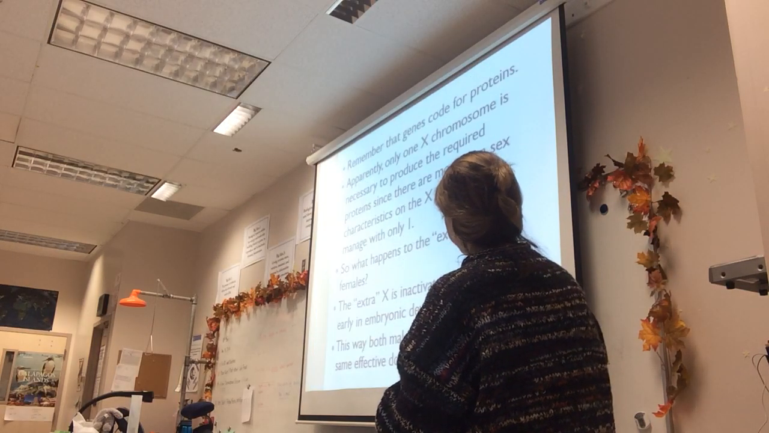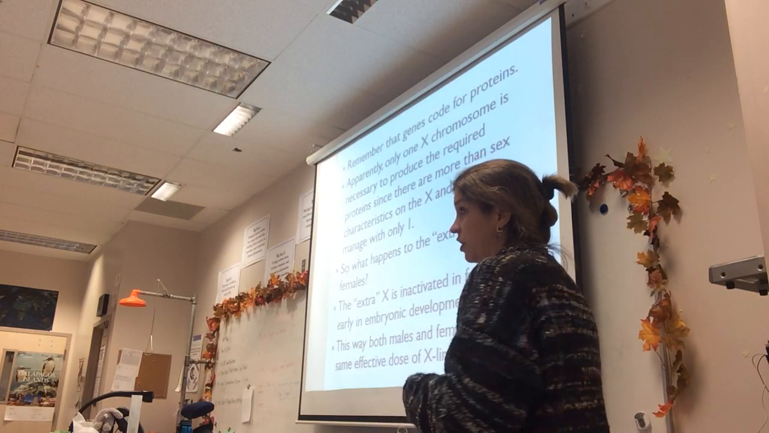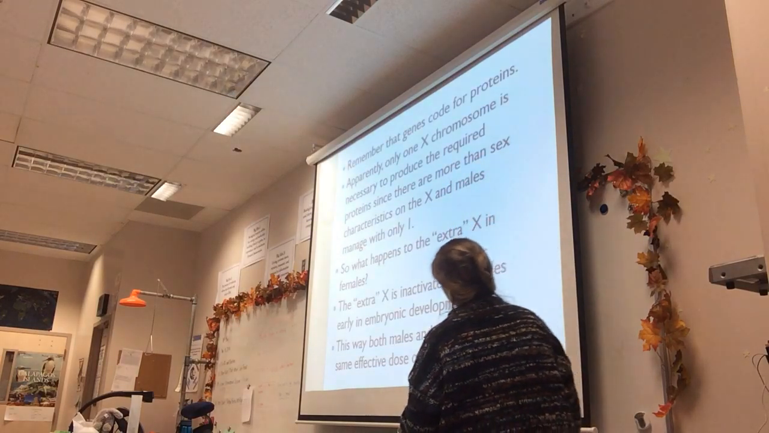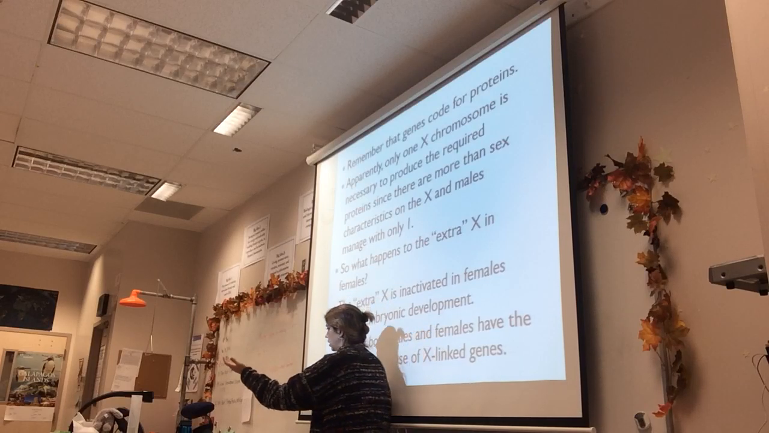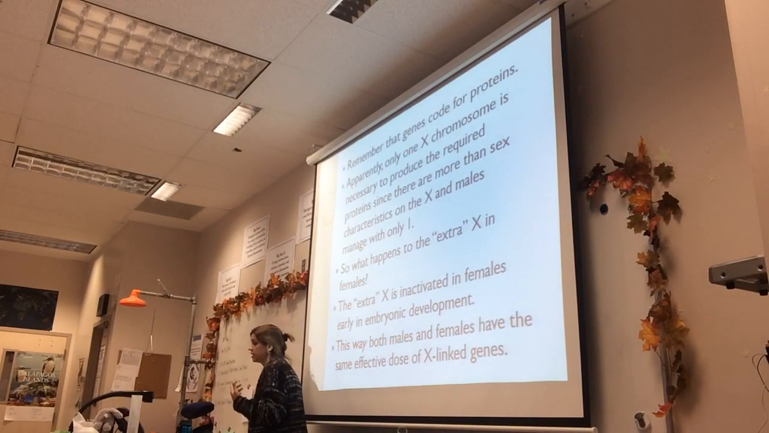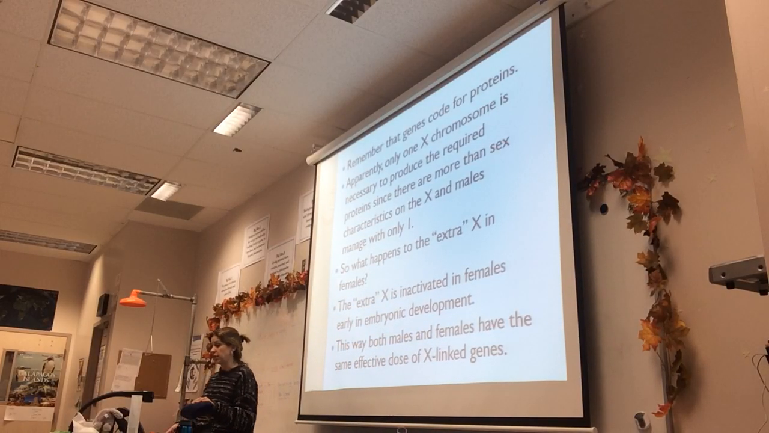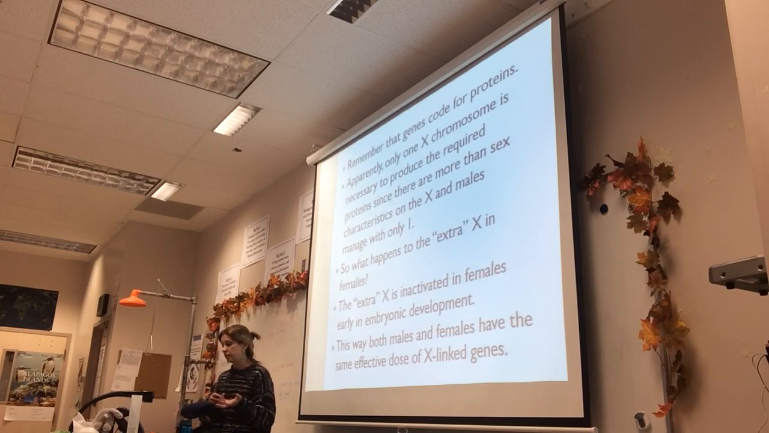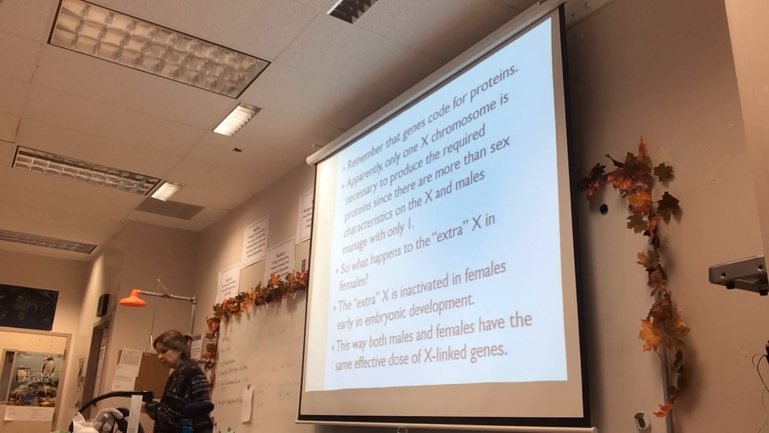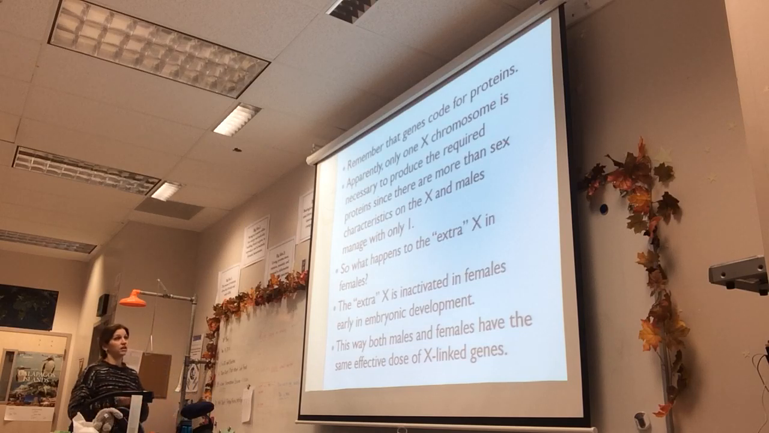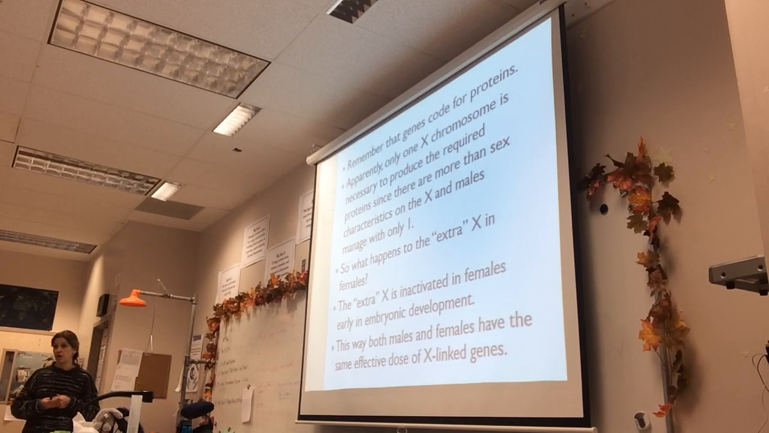So we're going to remember the Dean's Code for proteins. But men, the existence of men, tell us that only one X chromosome is really necessary to produce the required number of proteins, since there's more sex characteristics on the X, and males seem to get along just fine with only 1 copy. So girls have 2. So what happens to the extra X? Well, the extra X is inactivated in females very early in embryonic development, right around the 100 cell stage.